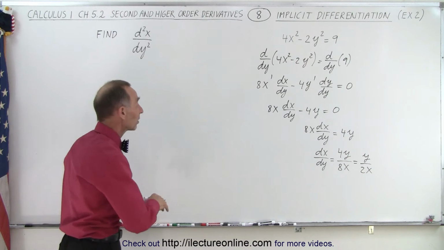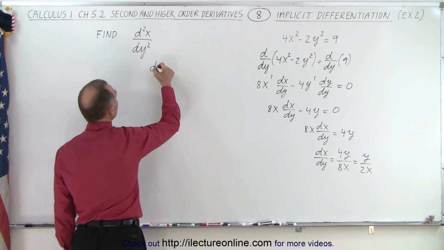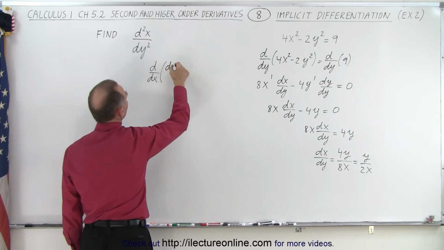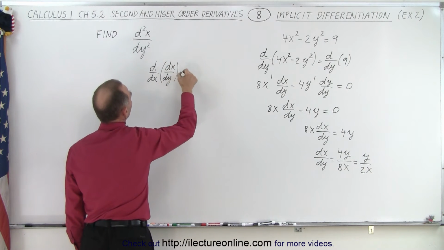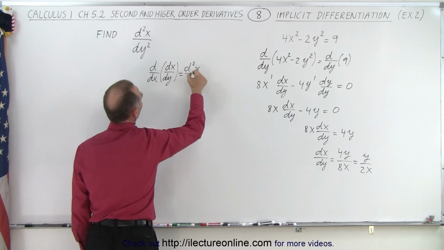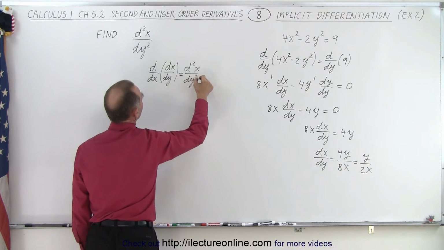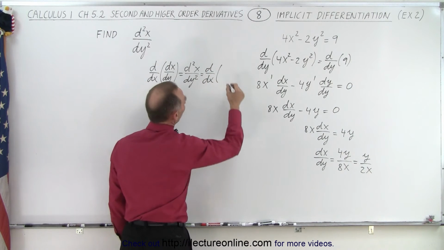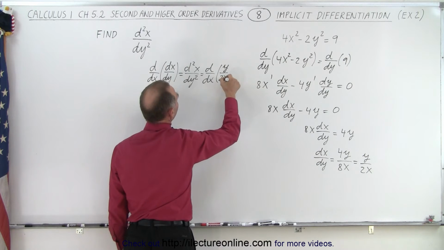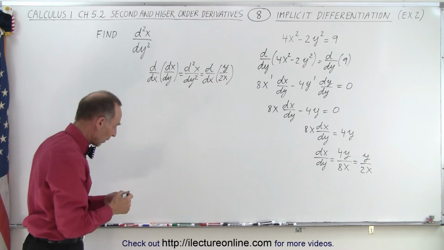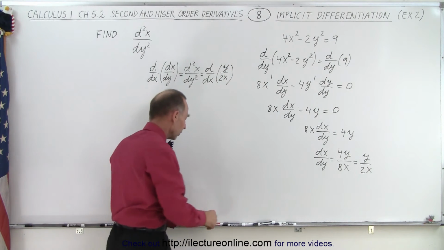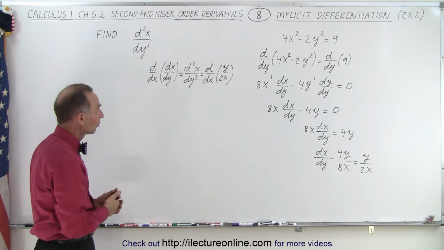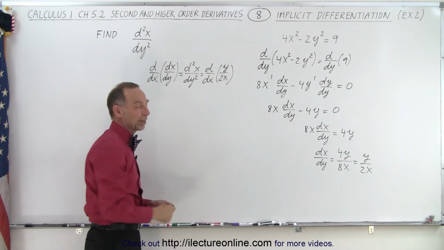Now we can find the second derivative. So now we find the d/dy of the first derivative, which is dx/dy, which is equal to the second derivative of x with respect to y, which is equal to the d/dy of y over 2x. And again, it helps to write that down to get a feel for what the notation represents. So now we have a quotient. We have y over 2x, a quotient.